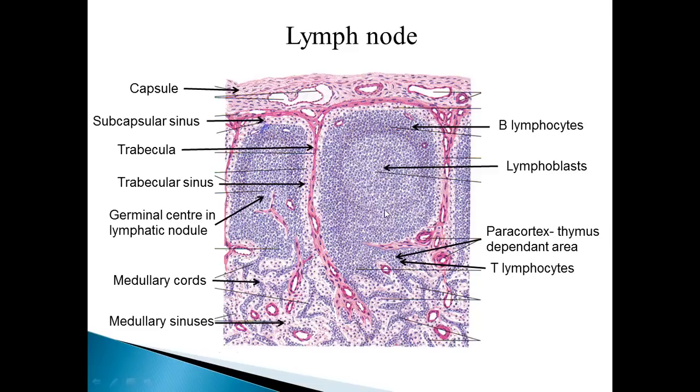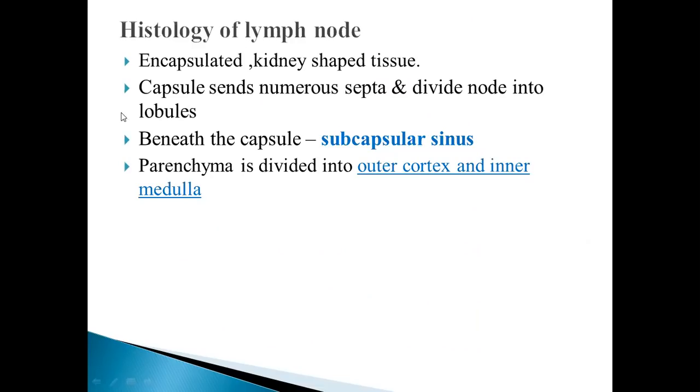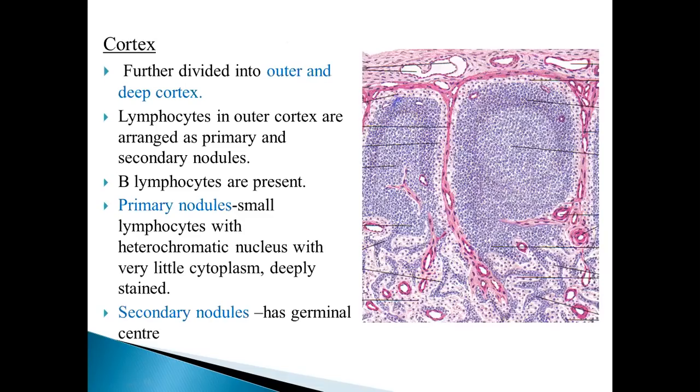Now, if you see the slide, it is divided into the outer part known as the cortex and the inner part known as the medulla. Histologically, they are kidney-shaped tissues, where the capsule sends numerous septa and divides the node into lobules. Beneath the lobules, there is a subcapsular sinus. The parenchyma of this tissue is divided into outer cortex and inner medulla. Further, the cortex is divided into an outer area and a deeper area.